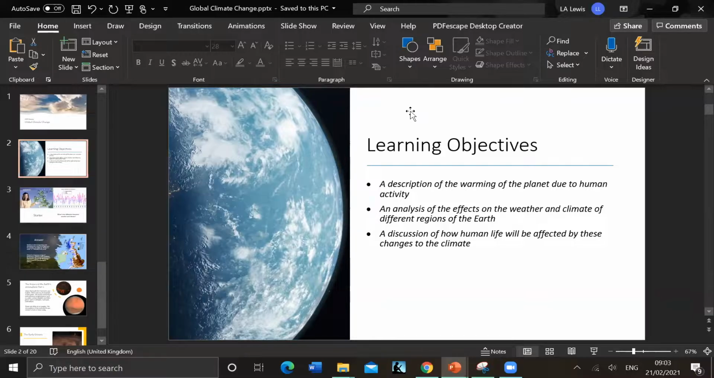So we call it climate change rather than global warming, even though the two are sometimes used interchangeably, because not everywhere on the Earth is going to become warmer. Overall, the temperature of the Earth is becoming warmer over time as an average over the planet, but not everywhere will become warmer. Some places may even become colder. So that's what we're going to talk about today.